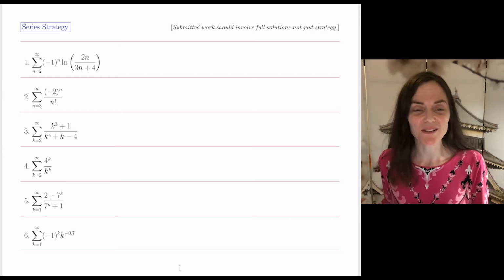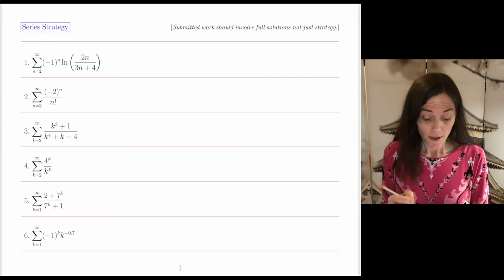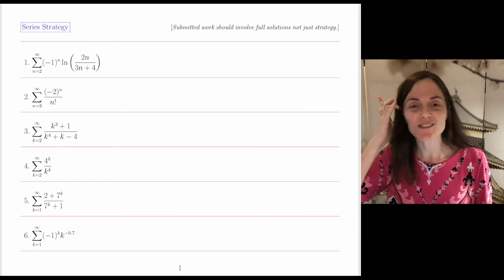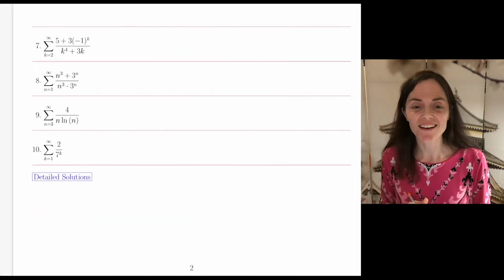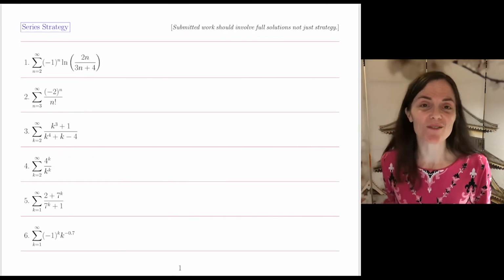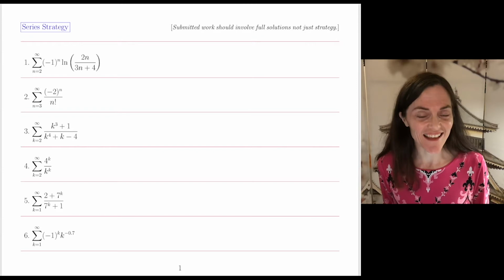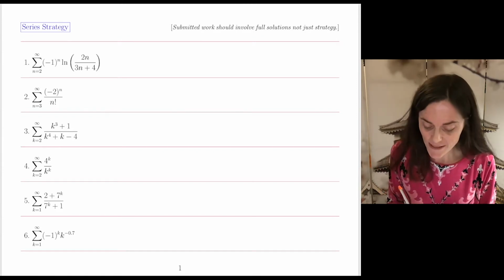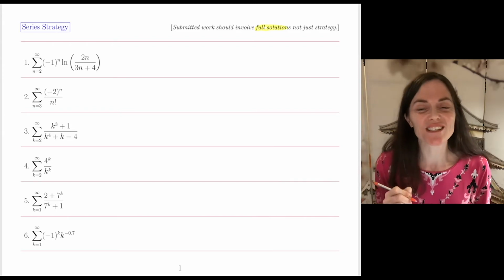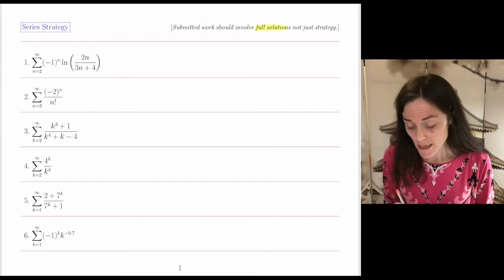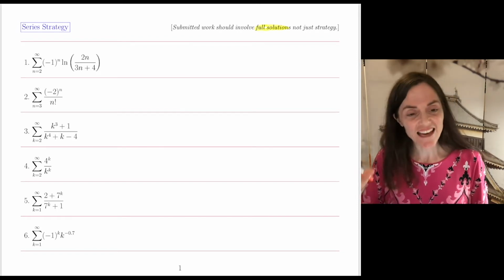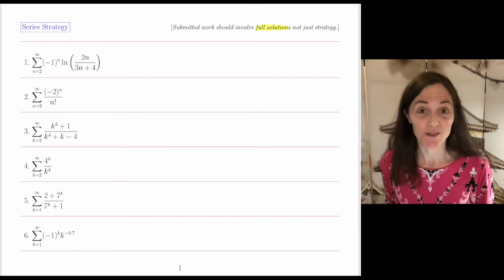What I'd like to do is go over the strategy for a different series. Now that we have learned so many tests, we have 10 series. First, I'm just going to quickly go through all 10 and talk about the strategy that I would use. Of course, any work that you submit involves full solutions and not just the strategy. So after we finish the strategy part, I will go one by one and do the full solutions.